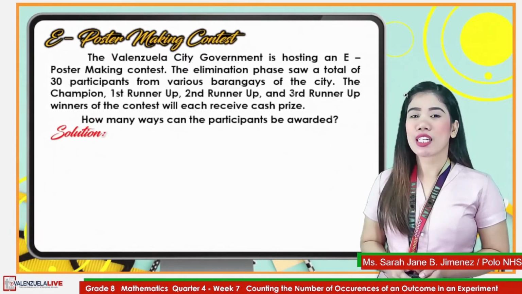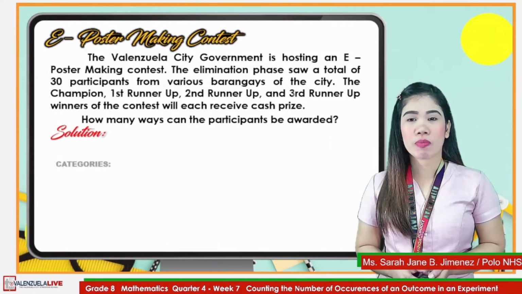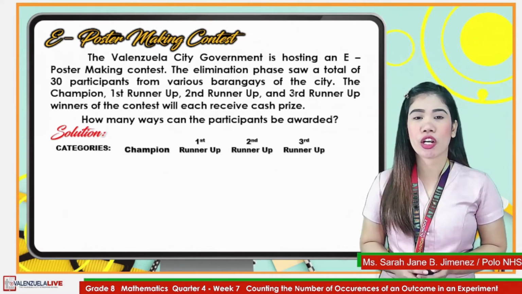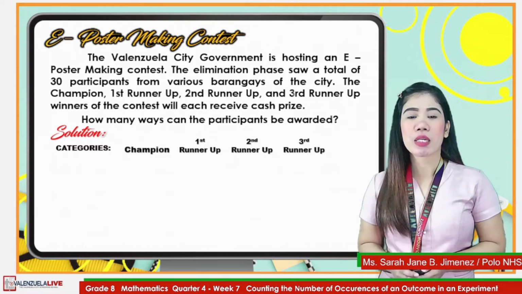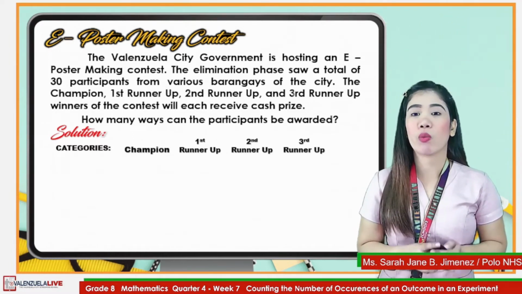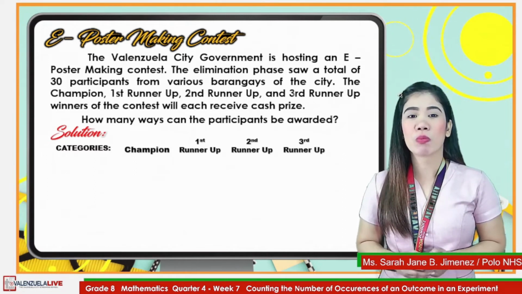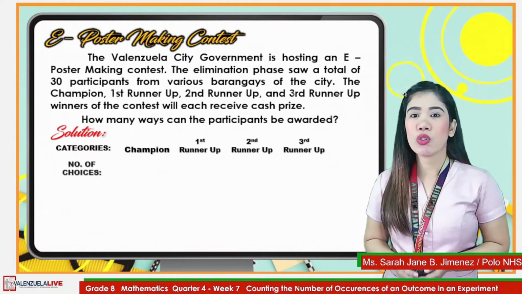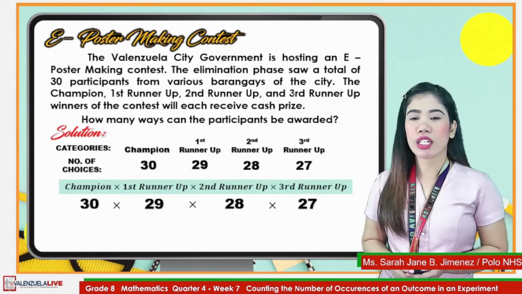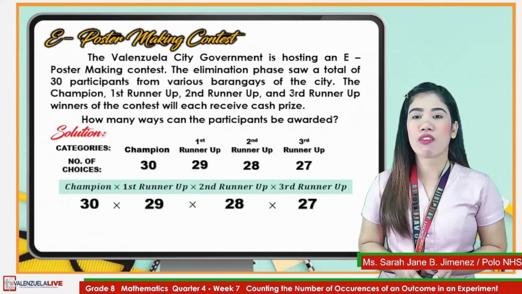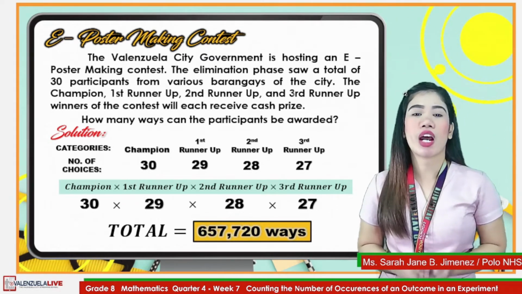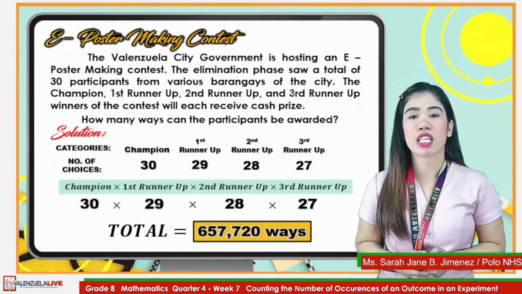There are 4 places or categories in the contest: the champion, first runner-up, second runner-up, and third runner-up. There are 30 participants in the contest. Since a person cannot be awarded in more than one place, the choices for each place will decrease. So using the counting principle, 30 times 29 times 28 times 27, hence there are 657,720 ways the participants can be awarded.